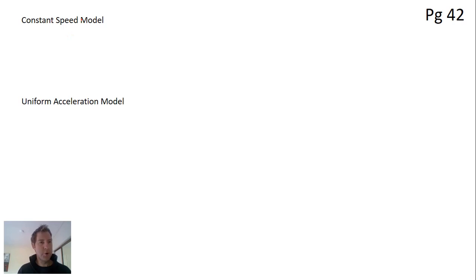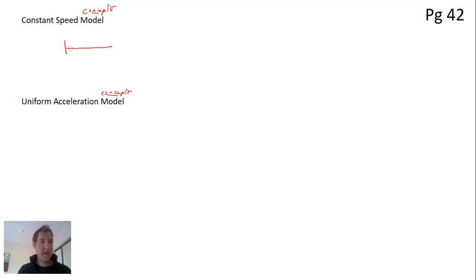So we've got two models, or other words I use to describe models are concepts, to describe different things that are moving in physics. We've got a constant speed model and a uniform acceleration model. The constant speed model has three different bits to it.